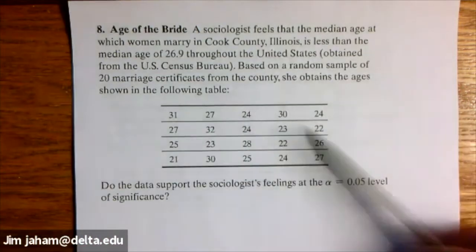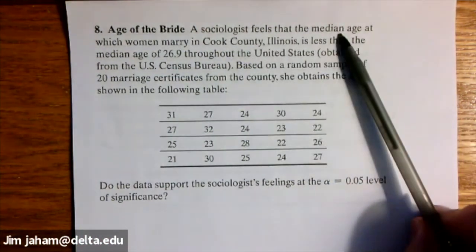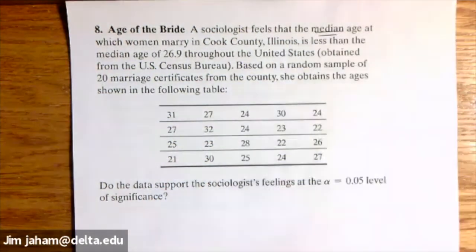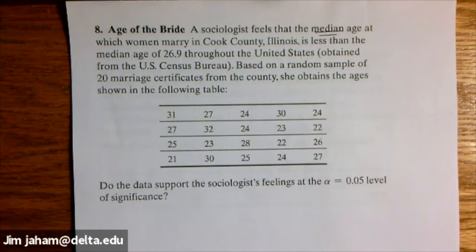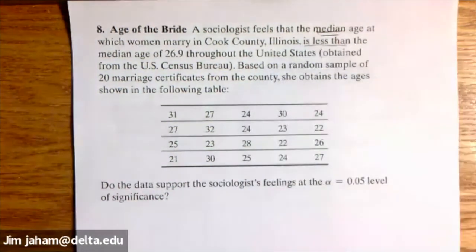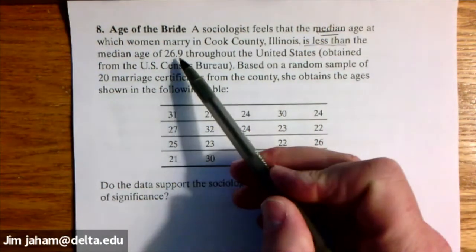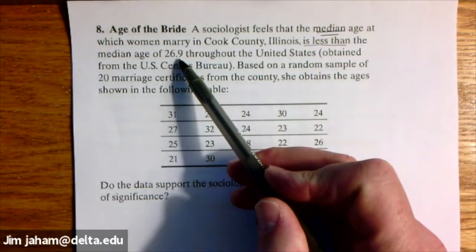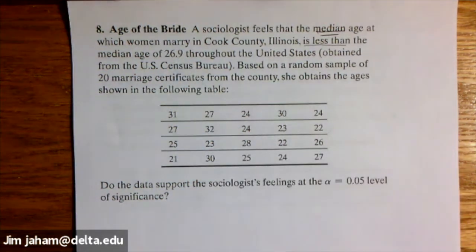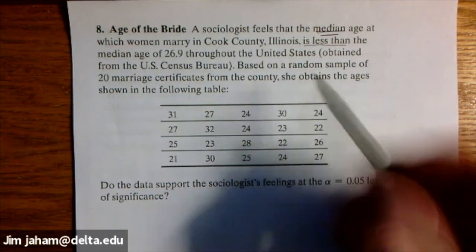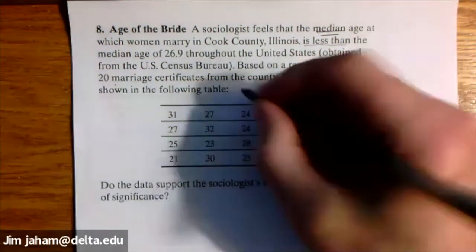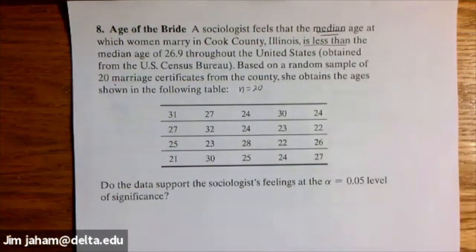Okay, so let's take a look at these. Age of the bride. A sociologist feels that the median age, notice we're talking about medians to begin with, at which women marry in Cook County, Illinois, is less than the median age of 26.9 years old throughout the United States. You may not know this, but the average age of a bride is 26.9 years. That's the median age. It's based on a random sample of 20 certificates from the county clerk.